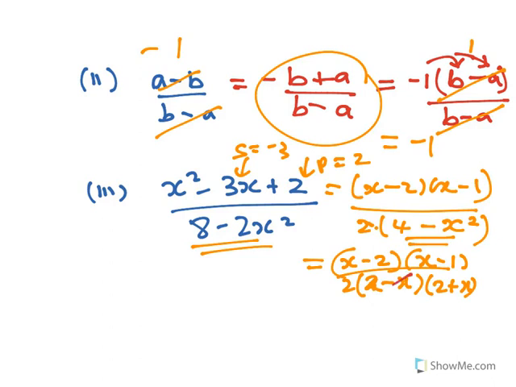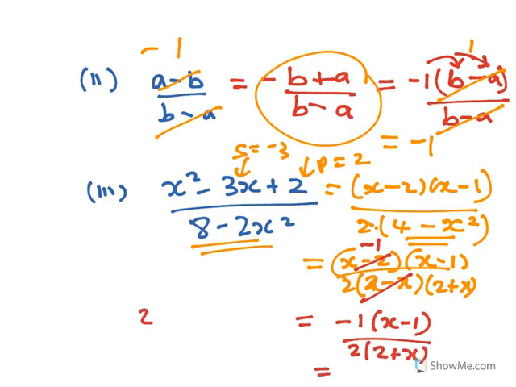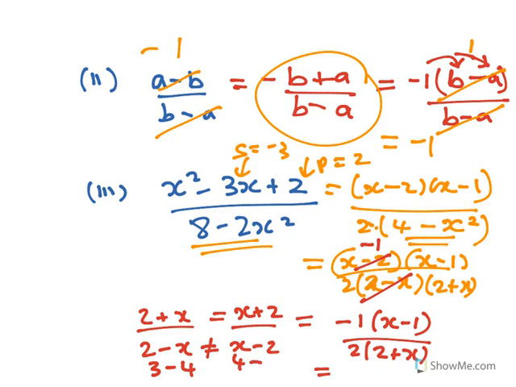So when you look to cancel here, this goes into this minus 1 times, because they're the same thing, but they differ by a factor of minus 1. So it's minus 1, x minus 1 on top, and 2 plus x. Note 2 plus x is the same as x plus 2, because the order you're adding doesn't matter. But 2 minus x is not the same as x minus 2. Think about that. 3 minus 4, is that the same as 4 minus 3? No. But 3 plus 4 is the same as 4 plus 3.